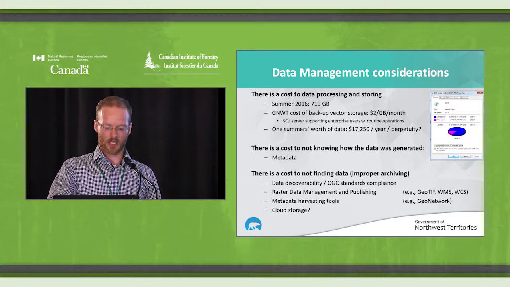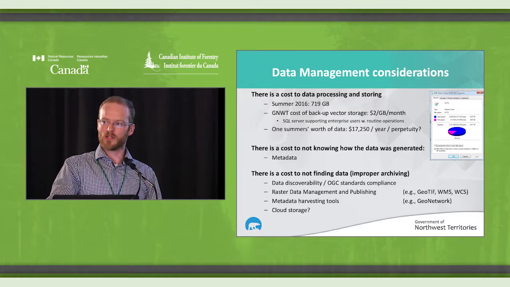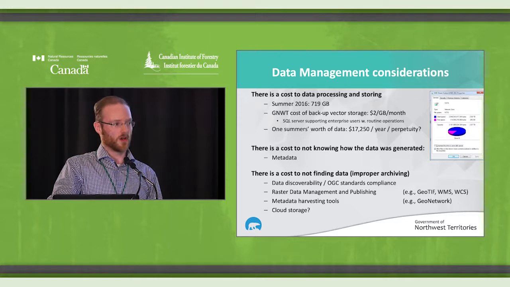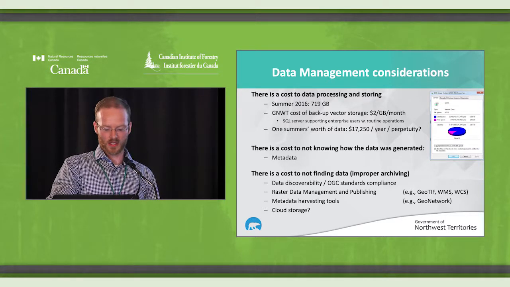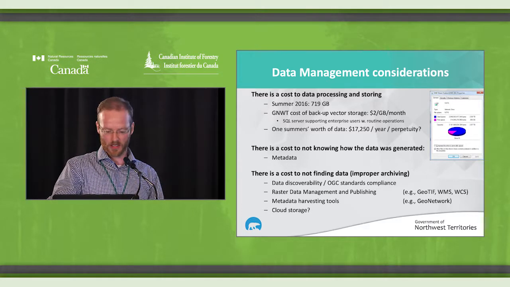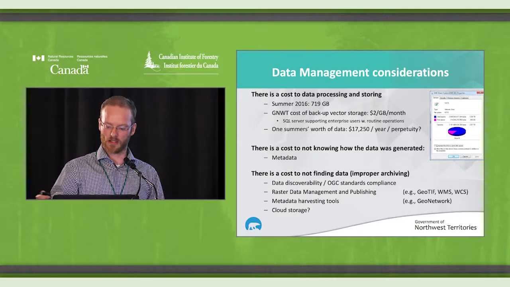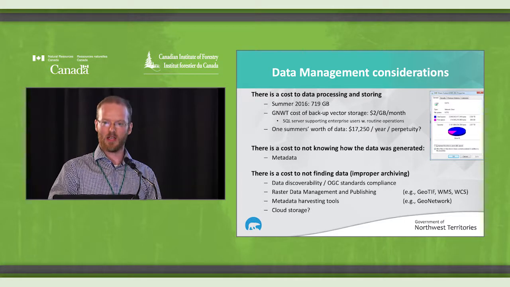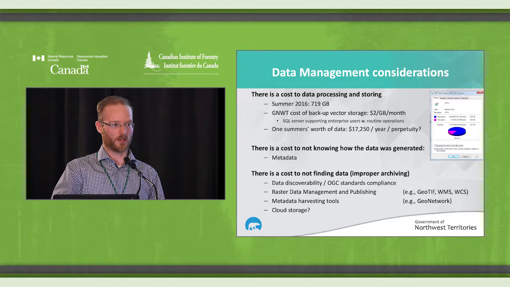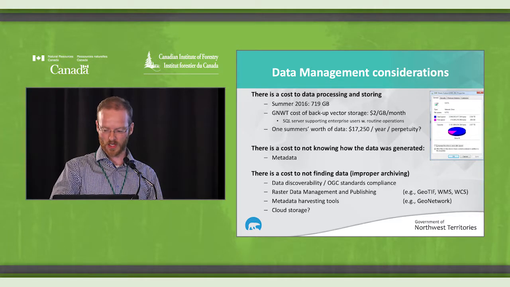Cost of data, just wanted to quickly highlight that there's a cost of increasing detail of data. So just in summer 2016, 720 gigs. If we would follow a similar enterprise backup system as we currently store our vector data at $2 a gigabyte a month, that would mean after a summer season, I would be bringing home and incurring a cost of over $17,000. So that's obviously not a solution. So we are working with particular enterprise raster data management solutions. Metadata is important. How is it collected? And how can other users in your organization actually find that data? So there's a whole bunch of standards and considerations there.